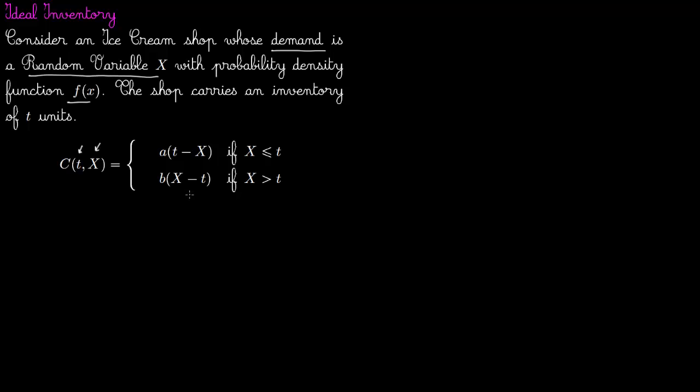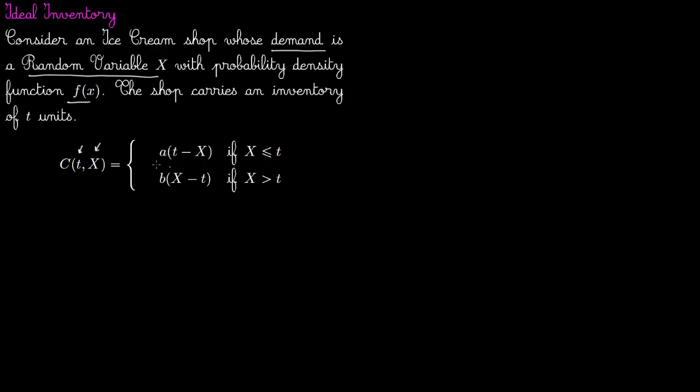You can say that you still have to keep the shop open, and you have some refrigeration cost and maybe some hiring cost, even if you run out of stock, because t is the stock and x is the random demand. So although you have run out of stock in the case x is greater than t, you still have costs associated. Similarly, when x is less than or equal to t, that is, the demand is less than the units you carry, you still have the cost, which is a times t minus x. So this is the setup of the problem.